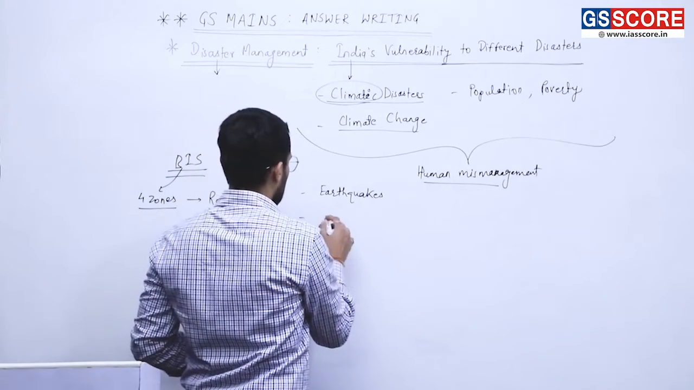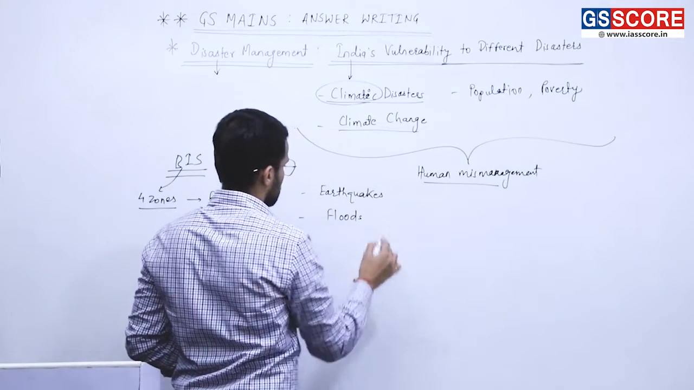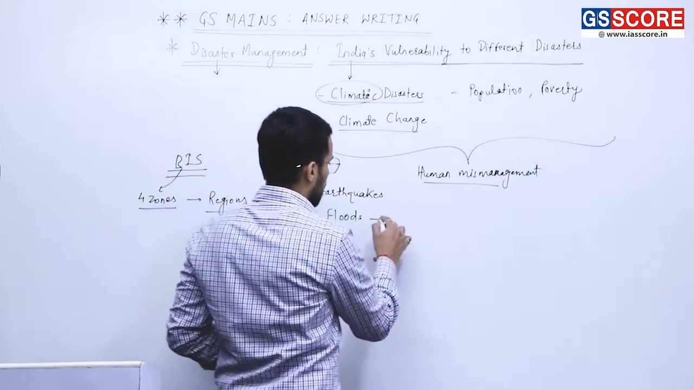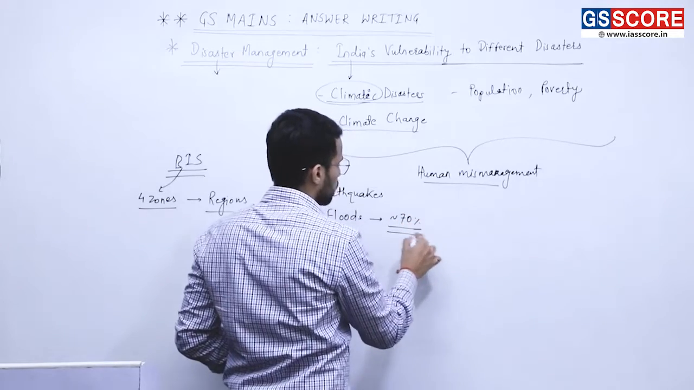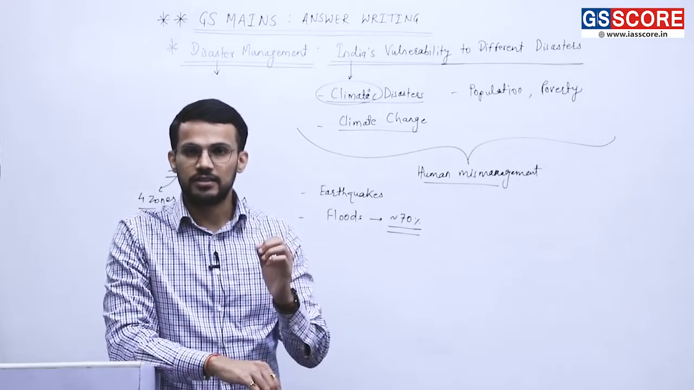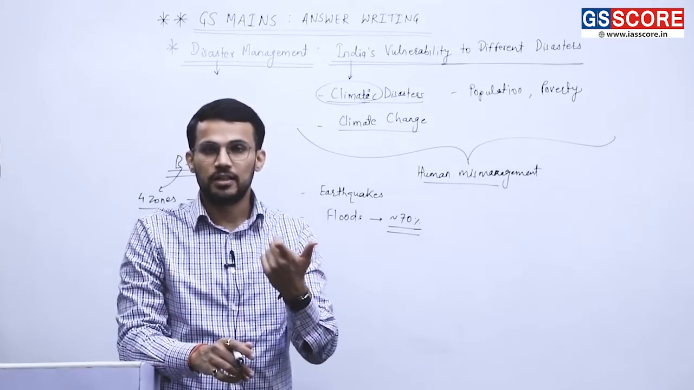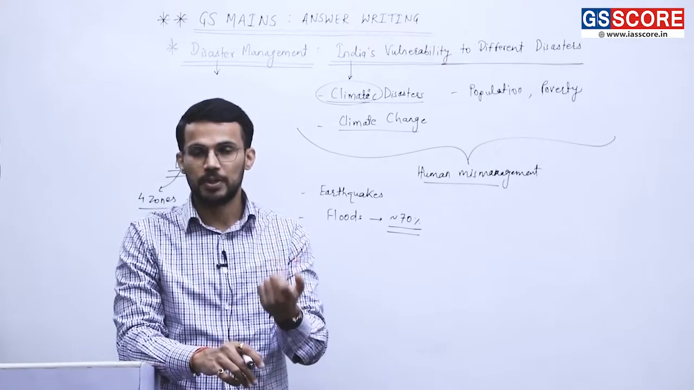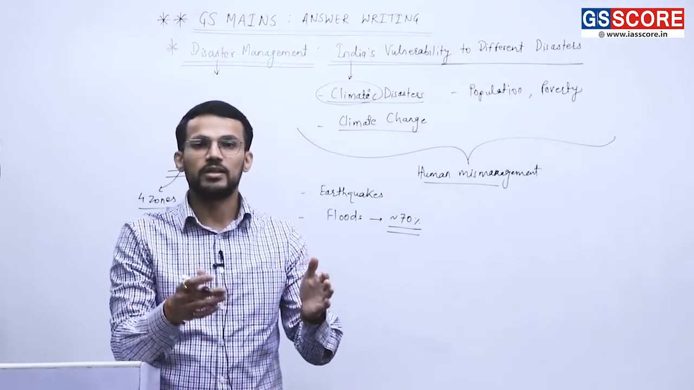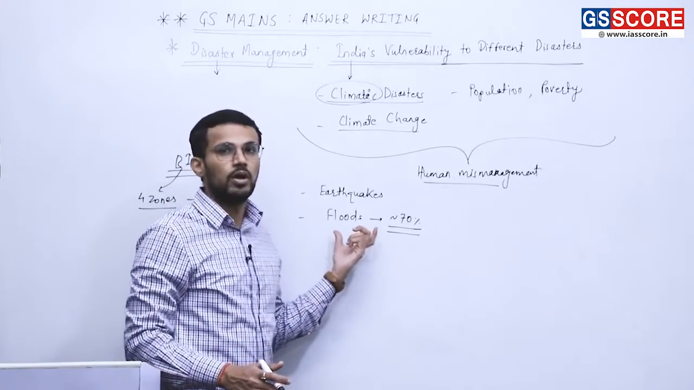Then the second disaster is floods. Different regions of India are vulnerable to floods. Why? Because approximately 70% of rainfall we receive during the monsoon season, and the intensity has increased. That means the dry spell's time period has increased, and the time period of the wet spell has also increased. As a result, we are getting a huge amount of rainfall in a short span of time. Due to that, India has become more vulnerable to floods.